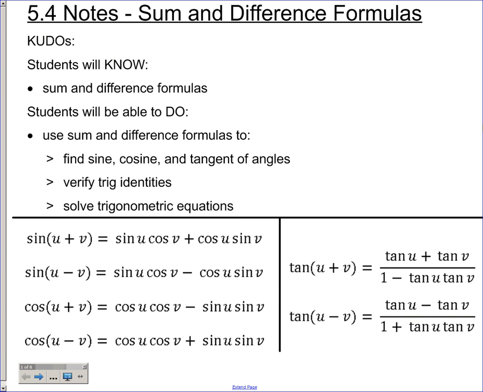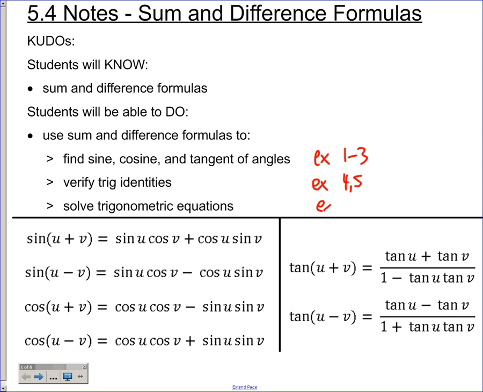In section 5.4, we're going to learn about one set of formulas called the sum and difference formulas. We're going to learn how to use them, first of all, in examples 1 through 3 to find sine, cosine, and tangent of angles. And typically, these are going to be angles that do not fall on our unit circle. We're also going to use them to verify different trig identities. That's going to be in examples 4 and 5. And we're going to solve trigonometric equations involving more complicated arguments.